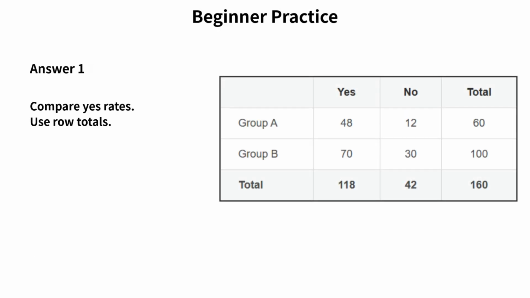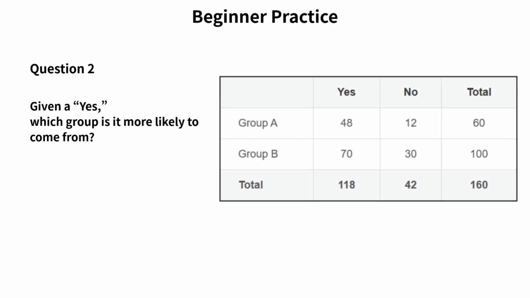Alright, let's go over the answer to beginner practice. Question 1. We're comparing yes rates, not raw counts. So the denominator should be the row total for each group. Group A has 48 out of 60. Group B has 70 out of 100. That means Group A has the higher yes rate.